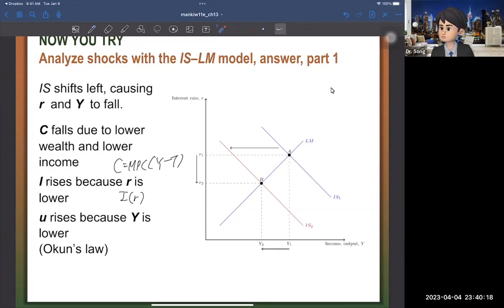And then the last one, unemployment rises because output becomes lower than before. Output goes down. That means that you have fewer workers. That means that you have high unemployment. Okay, one more time. Output is decreased. Why? Because you have fewer workers, which means less output, right? So fewer workers means high unemployment.